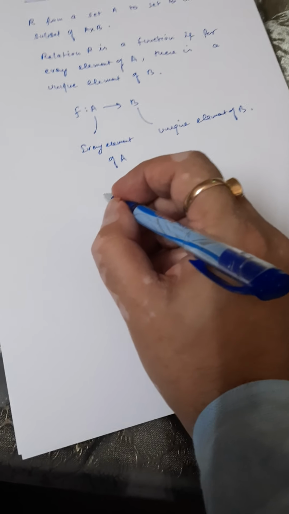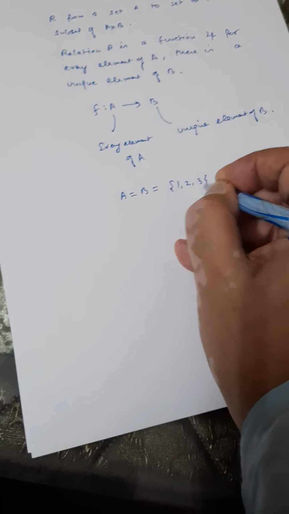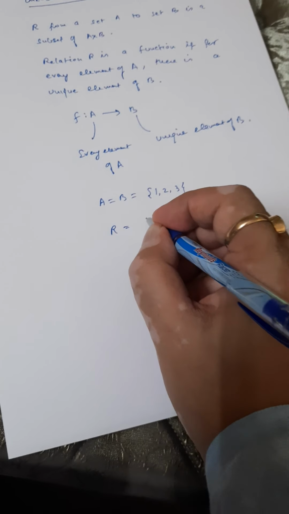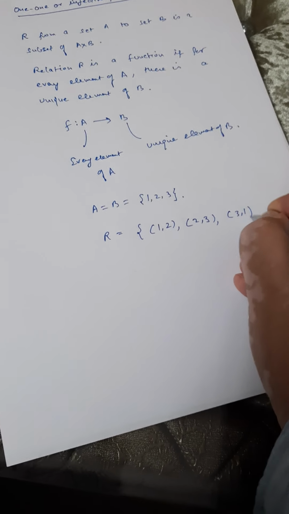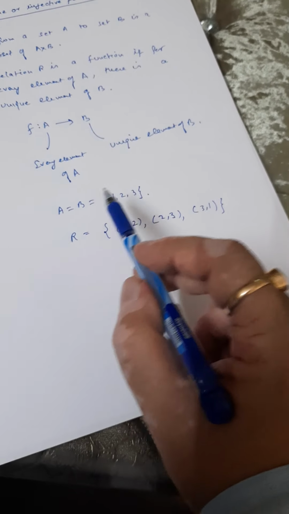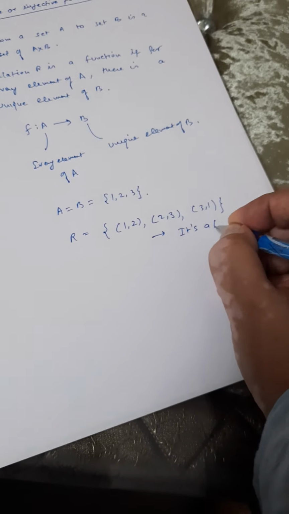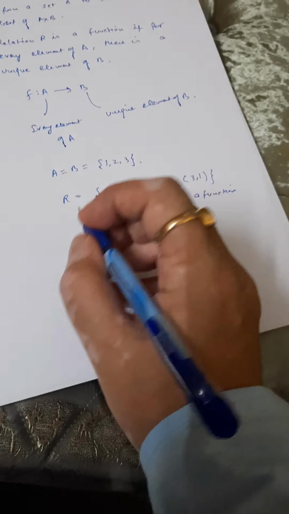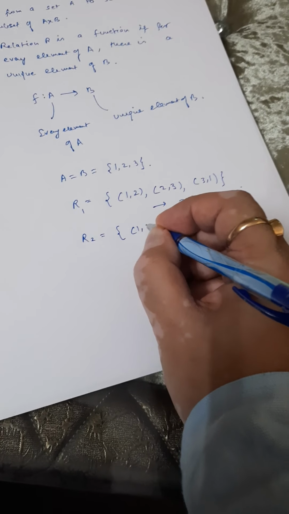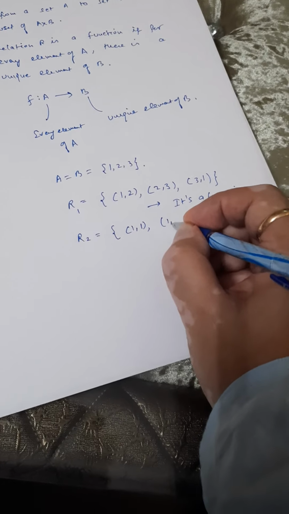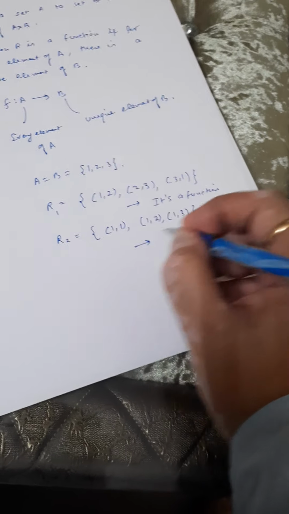For example, I have the sets A and B as {1, 2, 3}. Now I define relation R as {(1,2), (2,3), (3,1)}. This relation is a function because for every element of A we have a unique image. Whereas if I define another relation R2 as {(1,1), (1,2), (1,3)}, that's not a function because 1 has got many images.